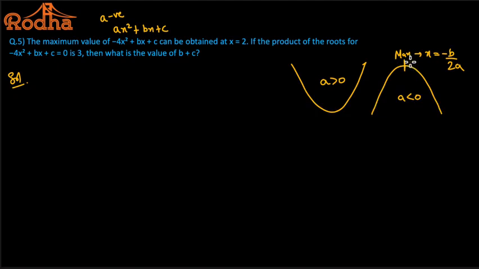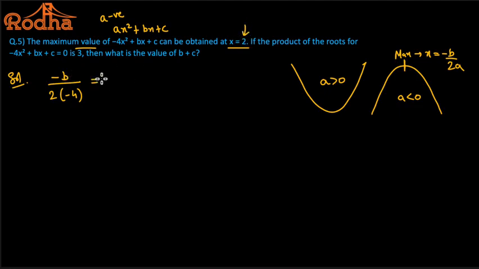तो आपको पता है what they've given, that the maximum value can be obtained at x equal to 2. That means minus b by 2a, where a is minus 4 here. So the maximum value is obtained at x equal to minus b by 2a, so minus b by 2a is given as 2 here.